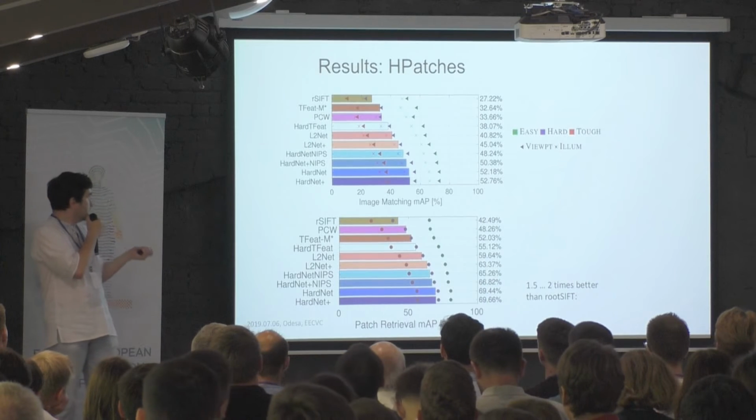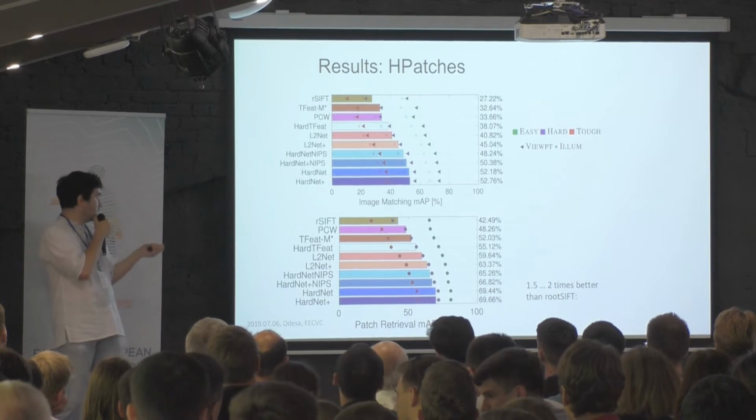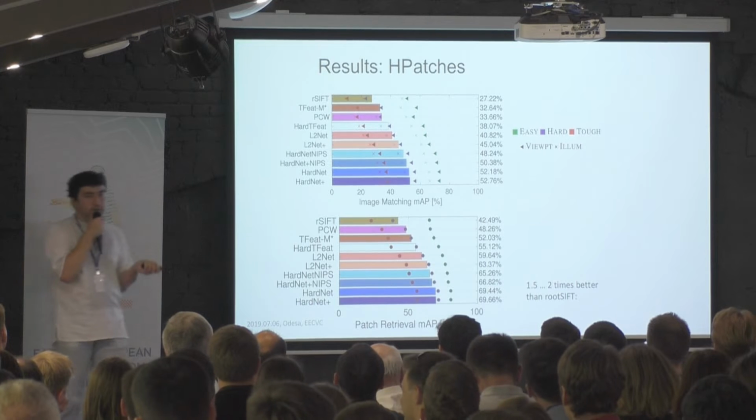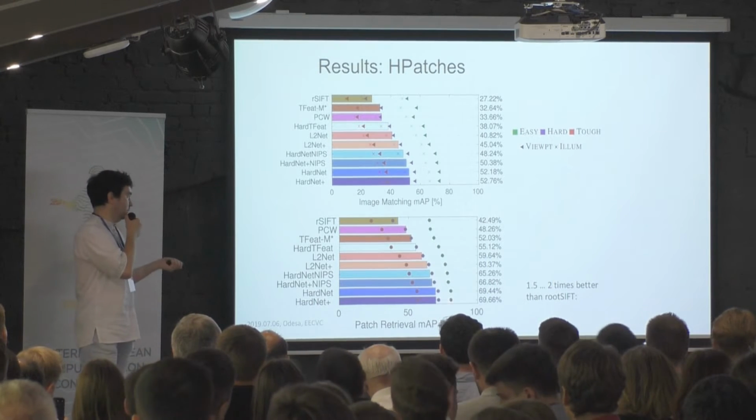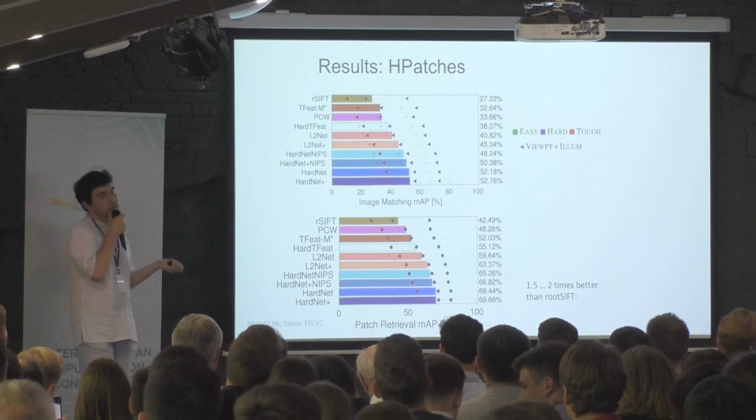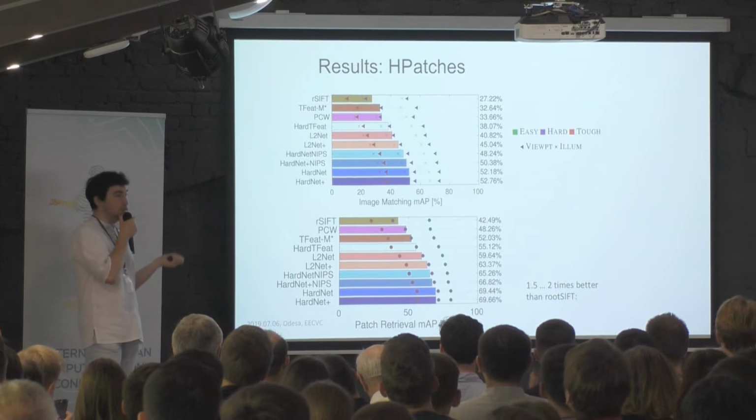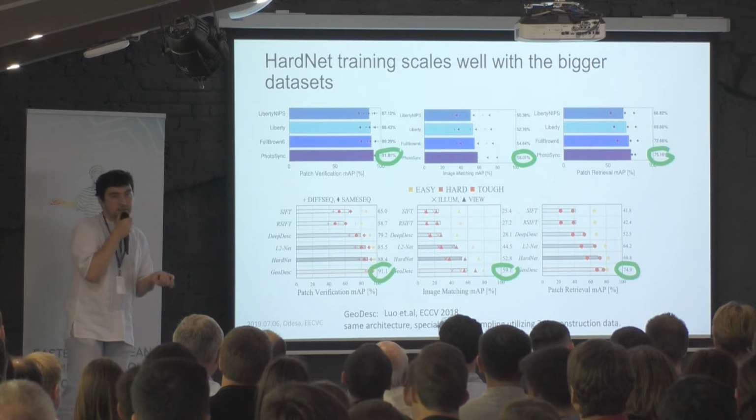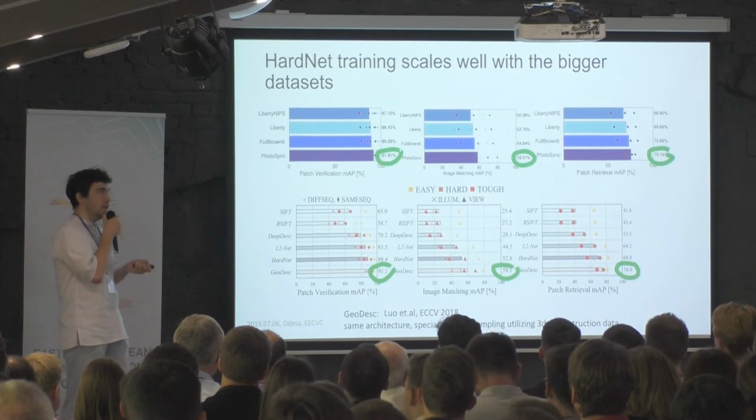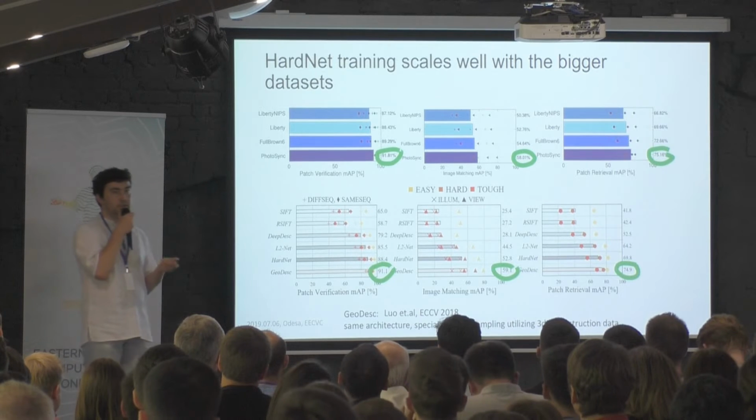Now, at the time of publication, it was state of the art. Then we tuned hyperparameters a bit, and we got much better performance. Again, maybe not too much, but in this benchmark, it's much better just by tuning hyperparameters. And more importantly, this architecture and the training scheme scales with bigger datasets.